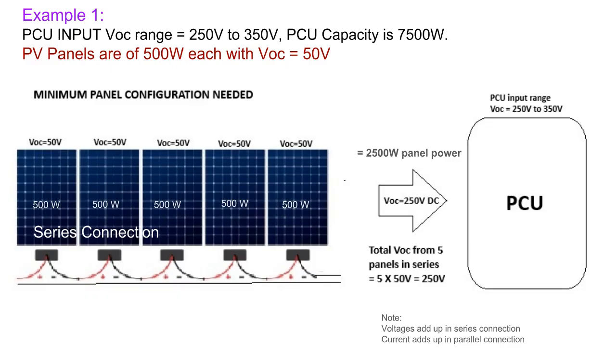Hence, connecting 5 panels of 500 watts is the minimal configuration needed for the system to work. Note that series connection of 5 panels of VOC equal to 50 volts will give a total output of 250 volts. Voltage adds up in series. Here, the system is underutilized compared to its capacity of 7.5 kilowatt.